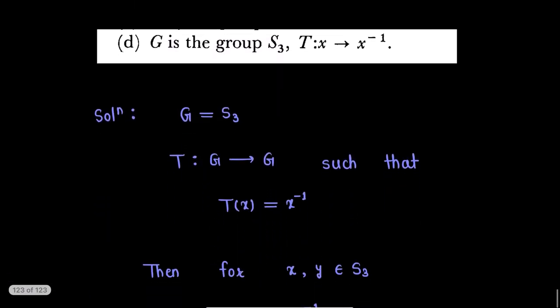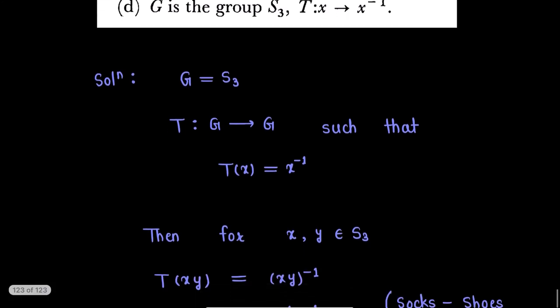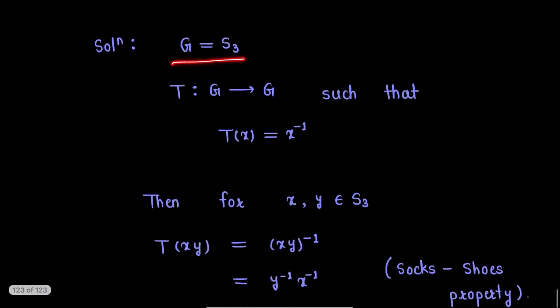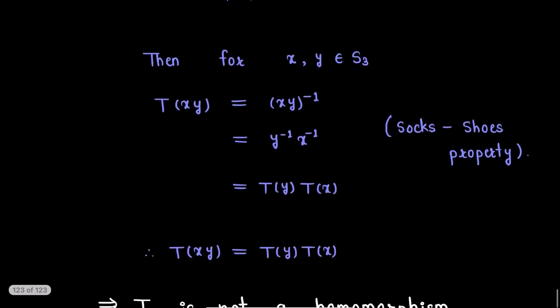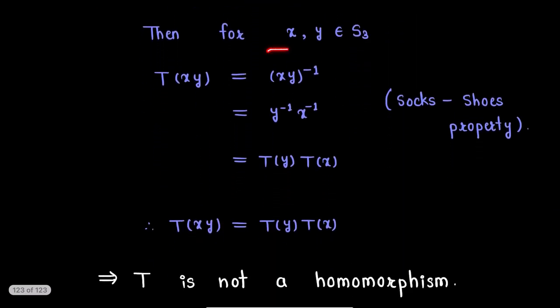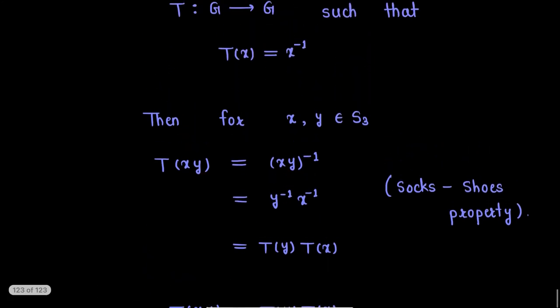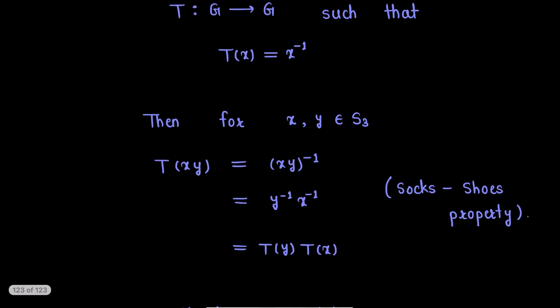Last, given group G is the symmetric group on 3 symbols, that is S3, and the given map is T such that under T X goes to X inverse. So this is the given group and this is the given map. Now consider any two elements x, y in S3, T of xy will be equal to xy inverse from the given definition of the map.